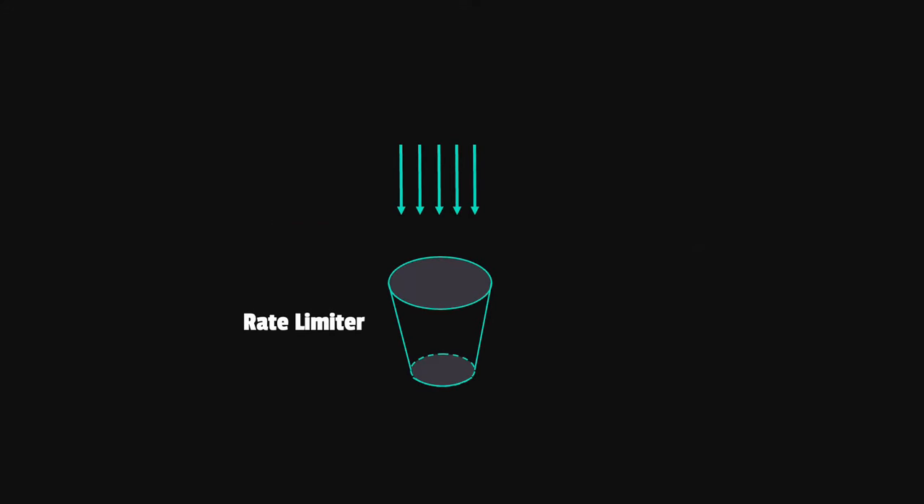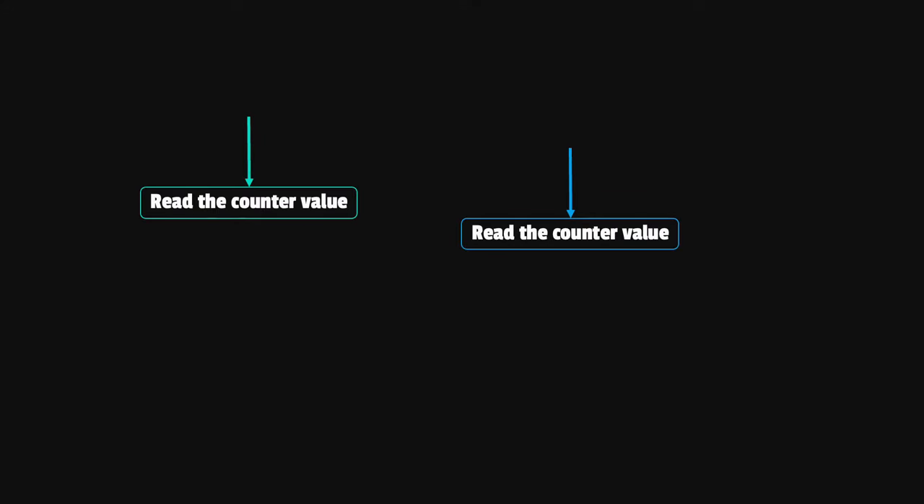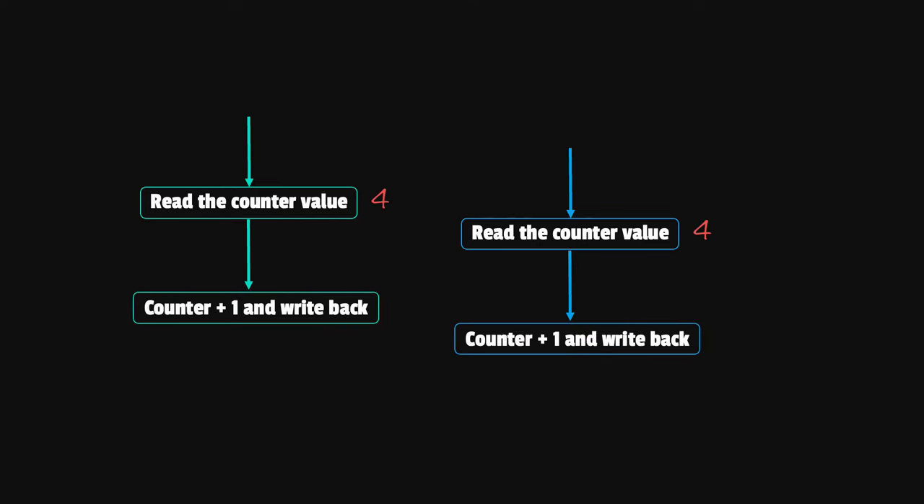In an environment where we have high concurrency, we almost always encounter race conditions. In general, a rate limiter does two things for each request. First, it checks the current counter value to see if the request can be served. Second, it increments the counter by one and writes the value back into memory. Now, let's consider that two requests read the counter at about the same time. They both read the same value. Let's say it's 4. Then, they both increase the value read by 1.